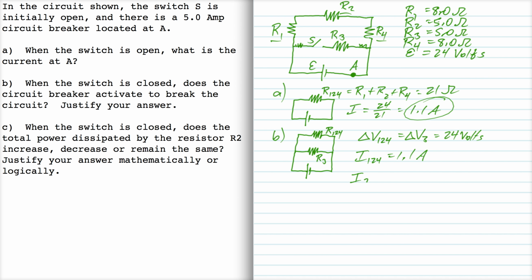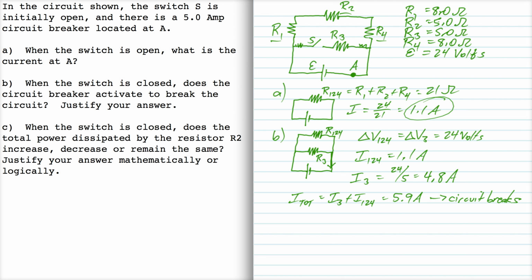But now the current through resistor 3, that's another story. The voltage difference is 24, the resistance is 5, so I guess that's 4.8 amps, right? And then the total current, I total, is equal to I3 plus I124. That's the junction rule. And that adds up to 5.9 amps, which is greater than 5, and so the circuit breaks.